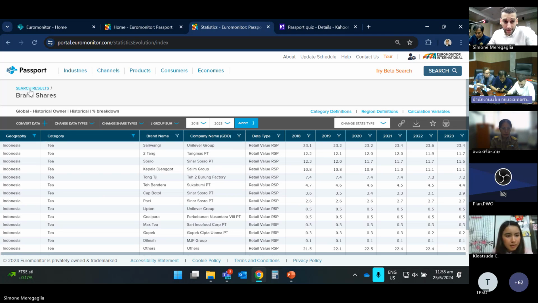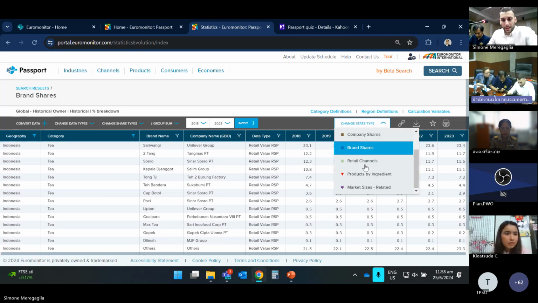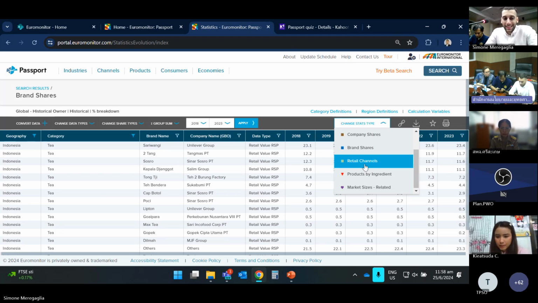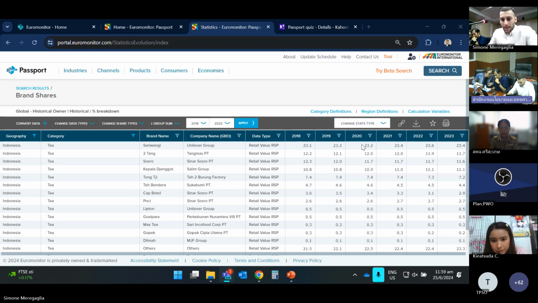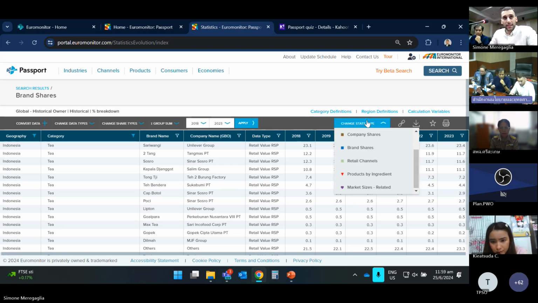Okay. Now, if I want to look at, for example, another data point, retail channels. So the tea in Indonesia, we understood how much is being sold, how much is going to be sold in the next 5 years. We have our forecasts. We know who the biggest brands selling this are. But I want to know through which channels. Is it being sold online, offline? If it's offline, is it through supermarkets? Is it grocery retailers? I don't know. I need to find out.